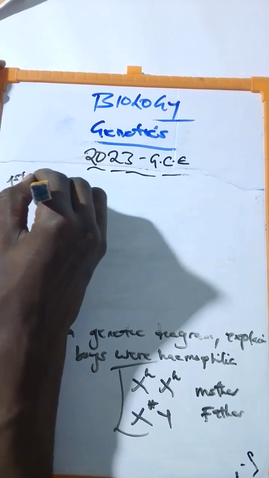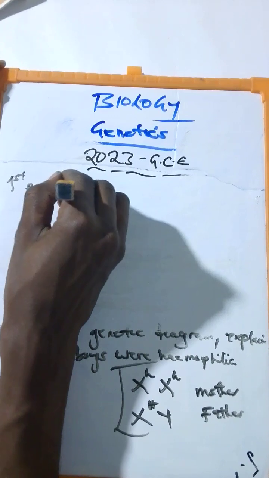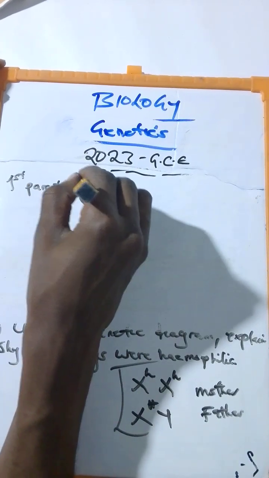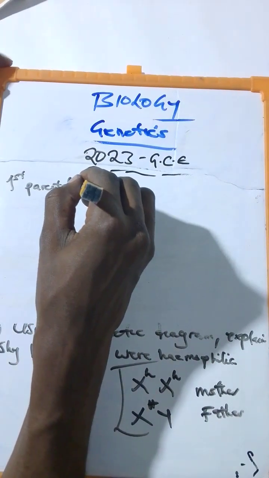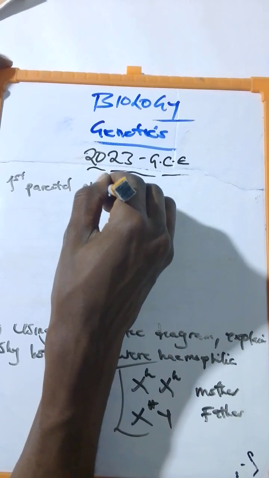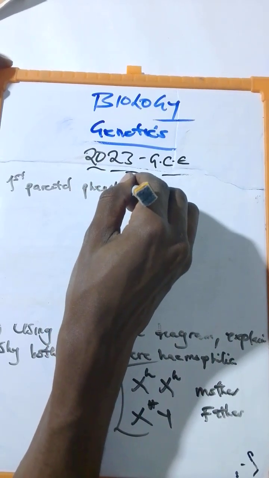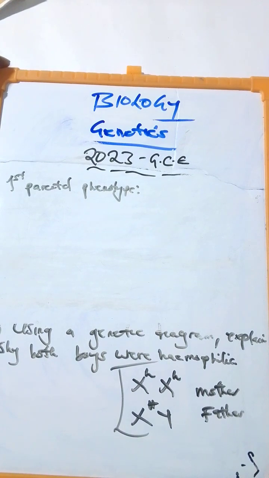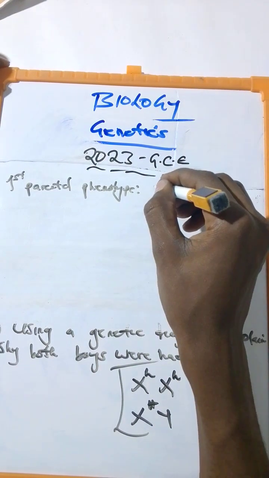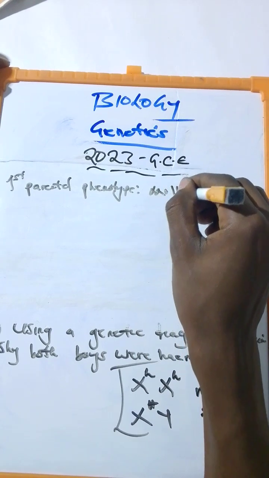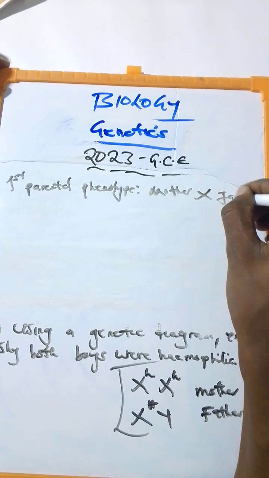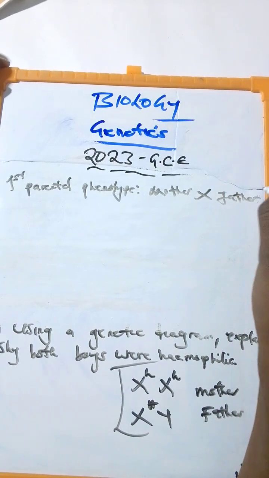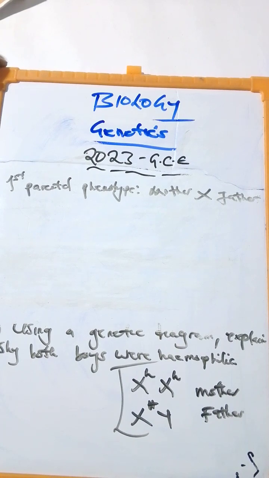So we'll say first parental phenotype. So phenotype is the outward expression. So we know that we have the mother, then cross with the father. So that is what we have as the parental phenotype.